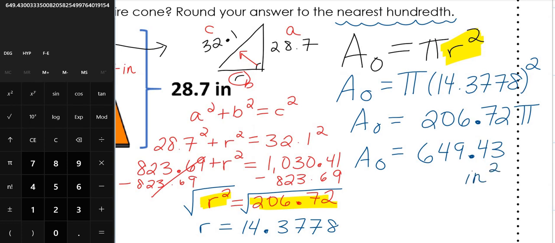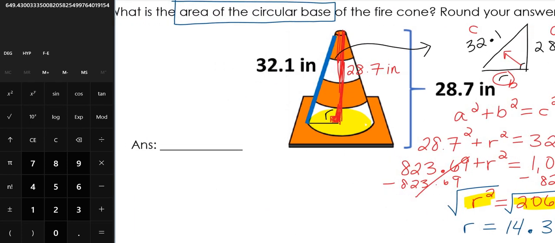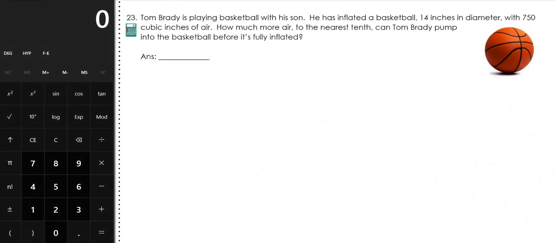Let's go ahead and write this answer in. .43 inches squared. Jazzing it up with a cool color. All right, let's move on to the next question. Number 23, calculator question. Read it, come back.